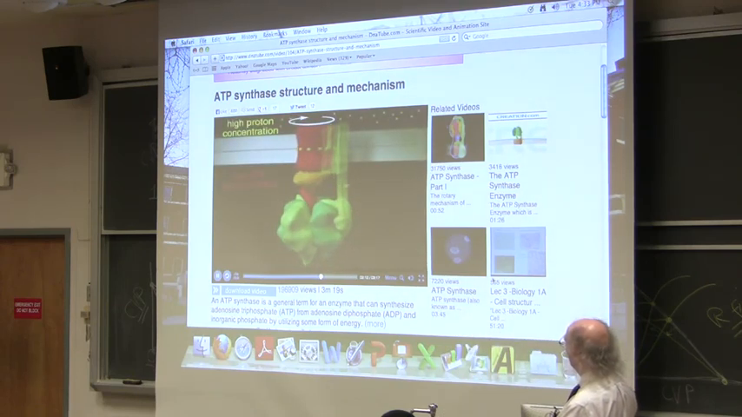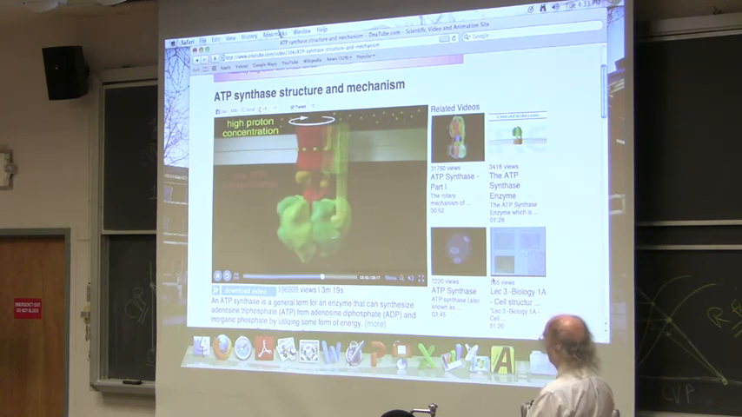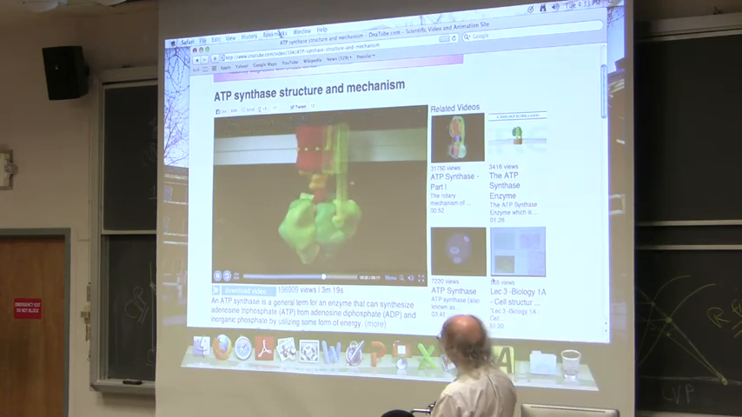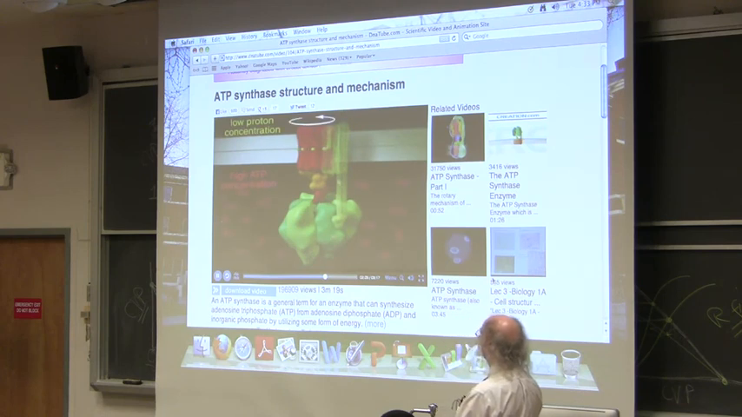Like any enzyme, ATP synthase can work in either direction. If the concentration of ATP is high and the proton gradient low, ATP synthase will run in reverse, hydrolyzing ATP as it pumps protons across the membrane.